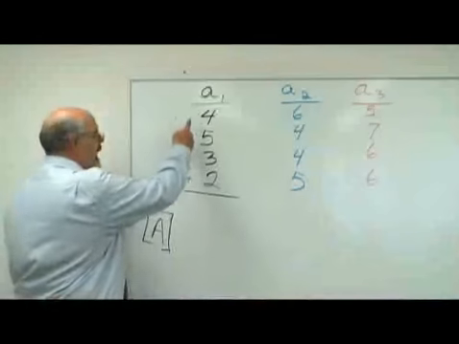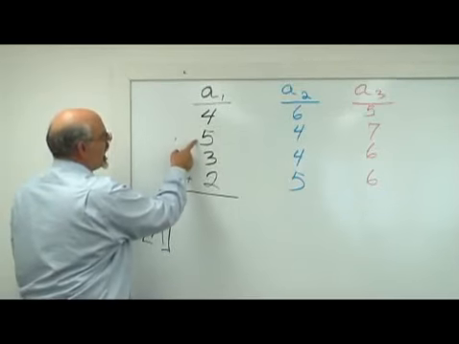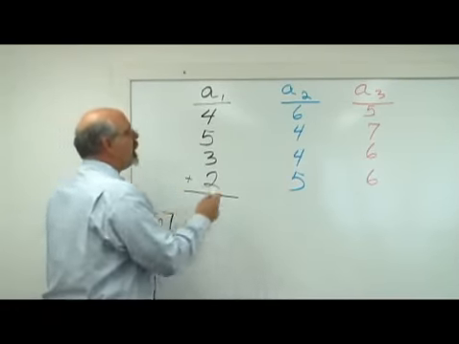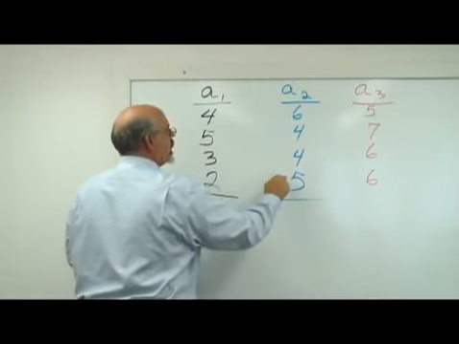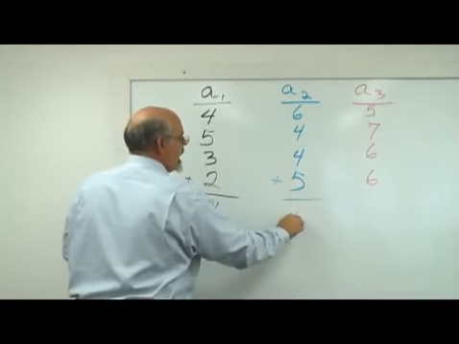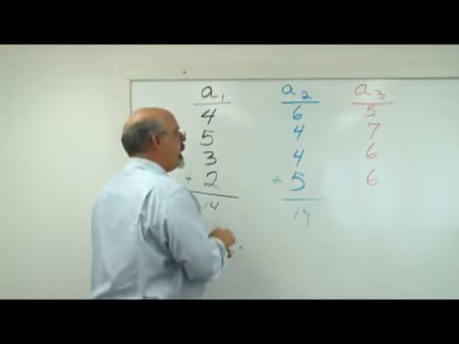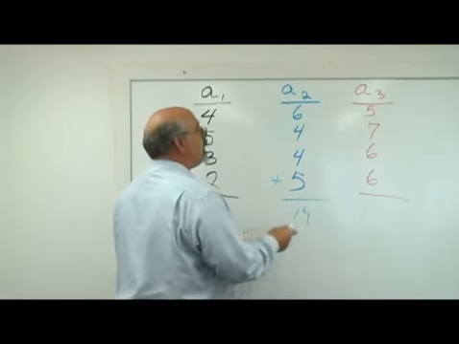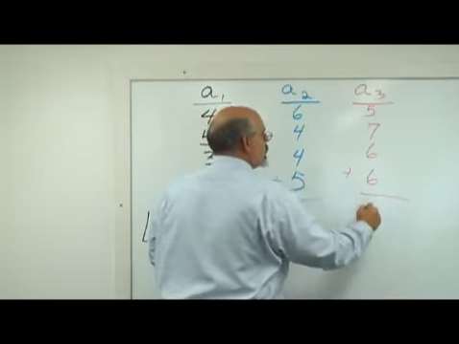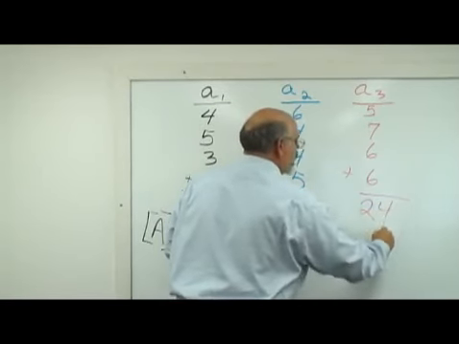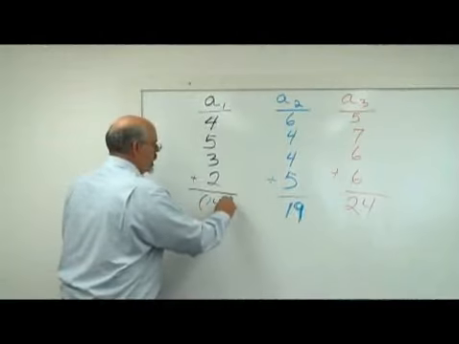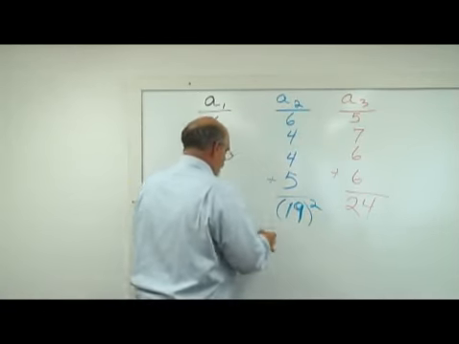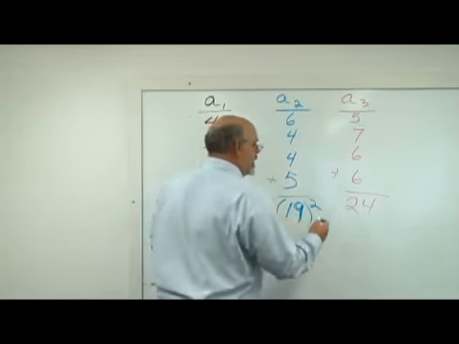For the A bracket term, you need to add up each individual group. 4 plus 5 is 9, plus 5 is 14. This looks like 19. This looks like 24. Then you square them. It's very methodical.